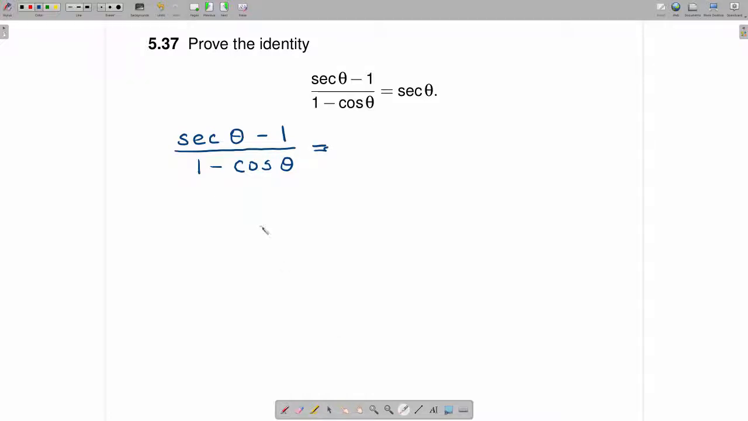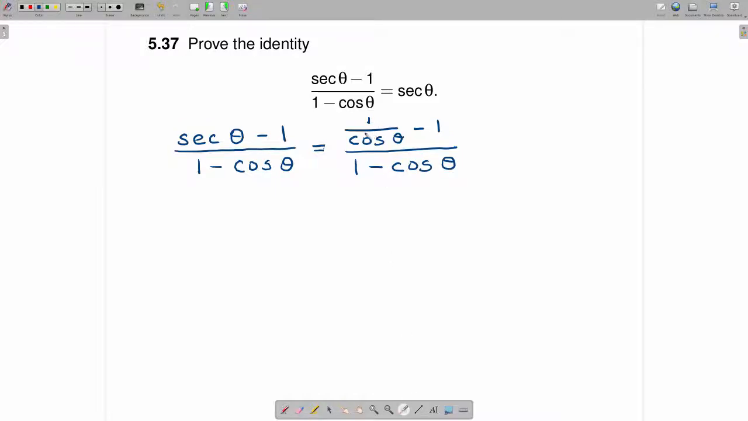One thing you can do to get started is, you see there's a cosine here. If I replace this secant by 1 over the cosine, which is its definition, then I will have only cosines here, and we might be able to do some algebra there to reduce this to something that's easier to work with. So we will start out here with 1 over the cosine of theta minus 1 divided by 1 minus the cosine of theta.